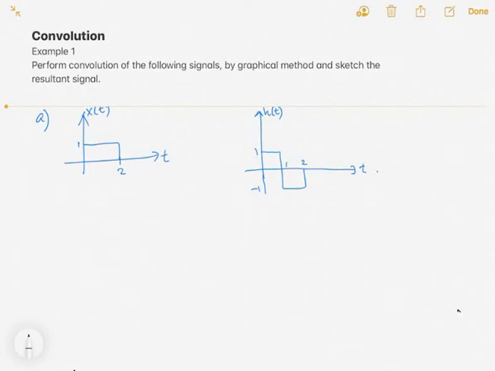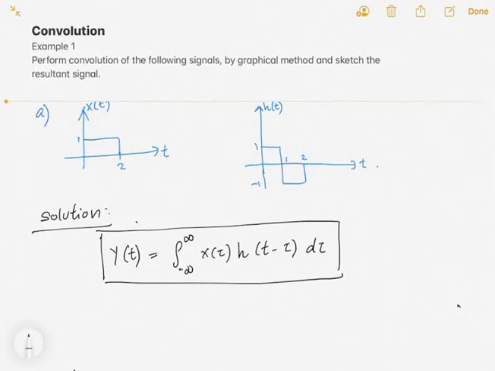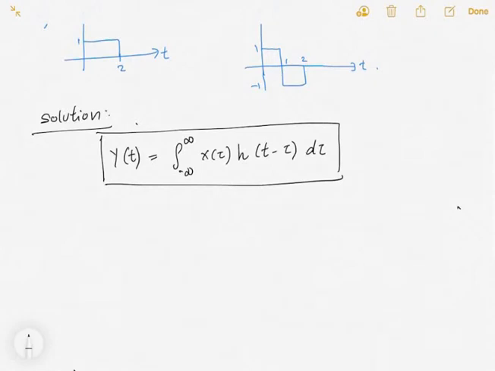But first of all, you need to know the definition of the convolution. Do you still remember what the definition is? This is the formula that you need to know: the output y(t) is equal to the integration from minus infinity to infinity of x(tau) h(t minus tau) d tau. So this is the formula that you need to know, and you will need to use it later.